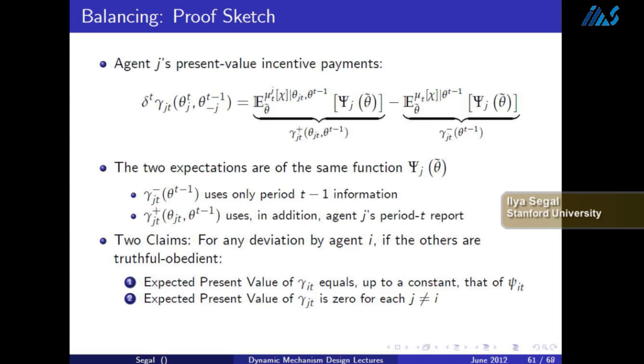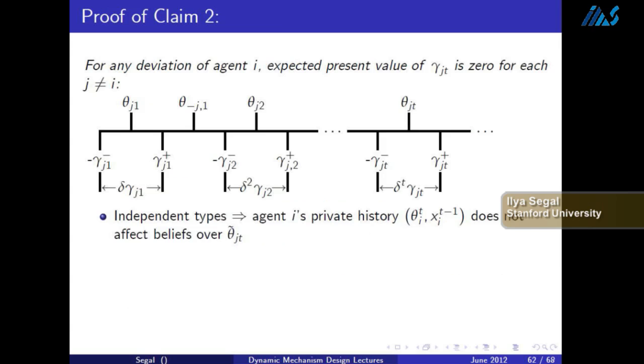Now I will sketch how the proof goes. Let's start with claim 2. Claim 2 says that no matter how agent I deviates, his deviation will not affect the expected present value of the other agents' incentive terms. So the expected present value will be 0, no matter how he deviates. So agent I deviates, and we look at the incentive terms gamma j of agent j.